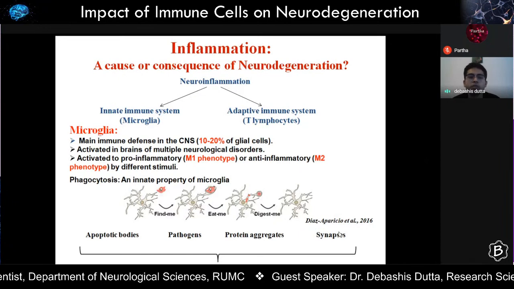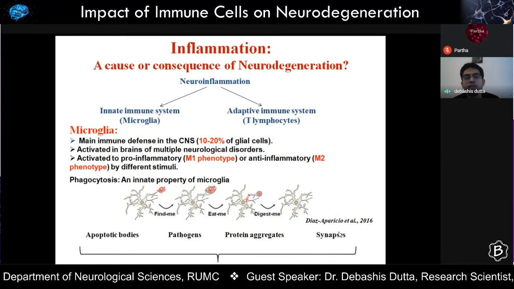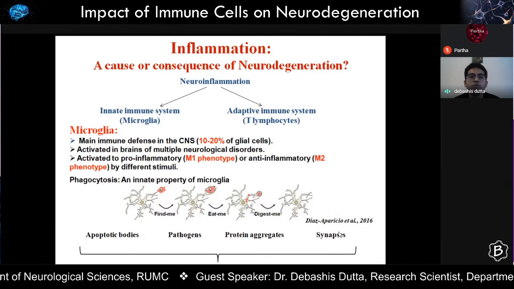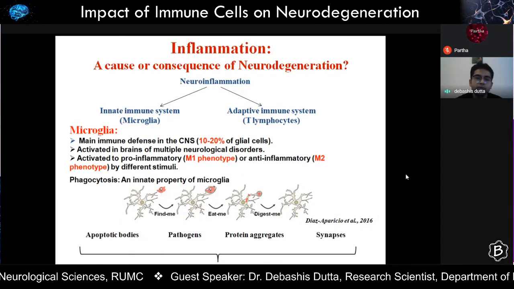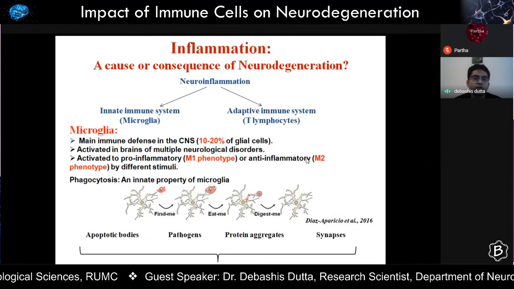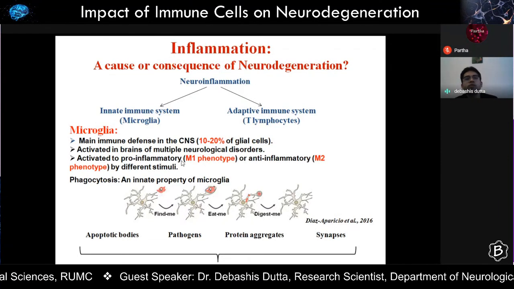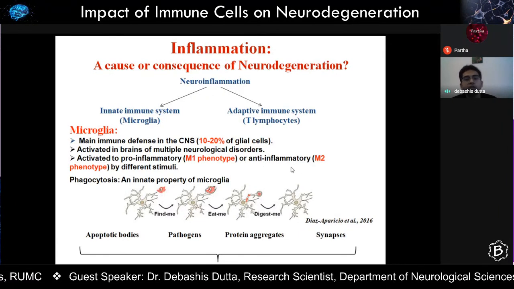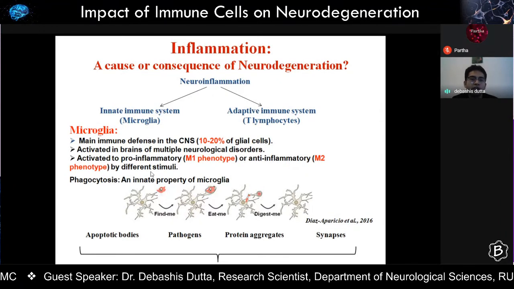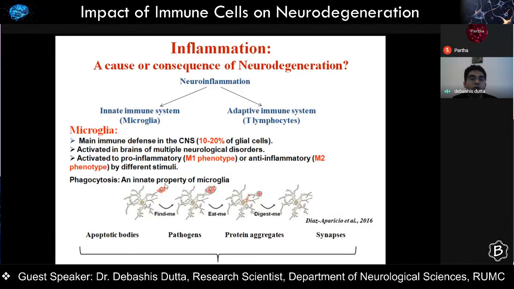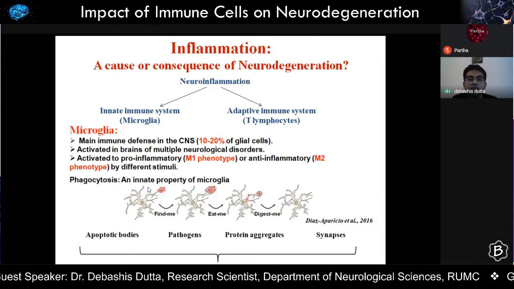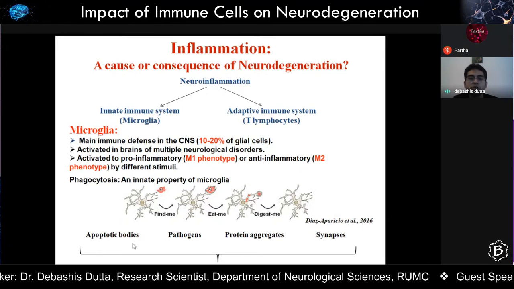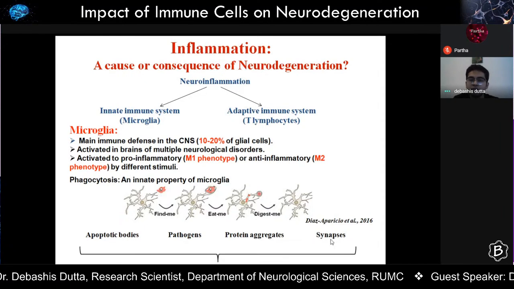But when it is activated by certain stimuli, or if some infection happens or neural death happens, it might be activated to two different phenotypes, which are called the M1 phenotype as well as the M2 phenotype. So the M1 phenotype is mainly pro-inflammatory in nature, whereas the M2 phenotype is more growth promoting and anti-inflammatory in phenotype. And it is the only cell in the brain which can phagocytose any extracellular bodies like apoptotic bodies, pathogens, protein aggregates, synapses.